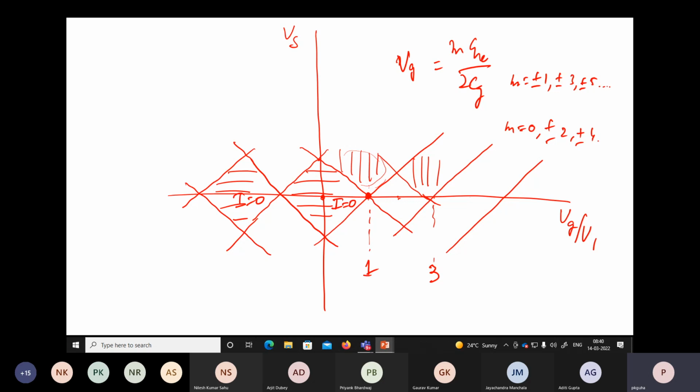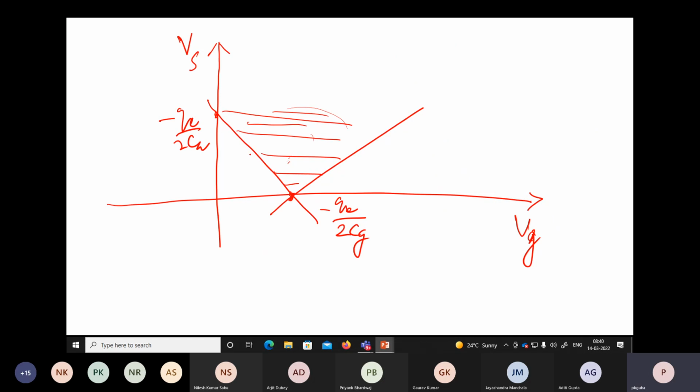All that I wanted to draw in this particular plot is we have got two inequalities. One inequality is for tunneling from junction B to the quantum dot, and another inequality is from the quantum dot to junction A.